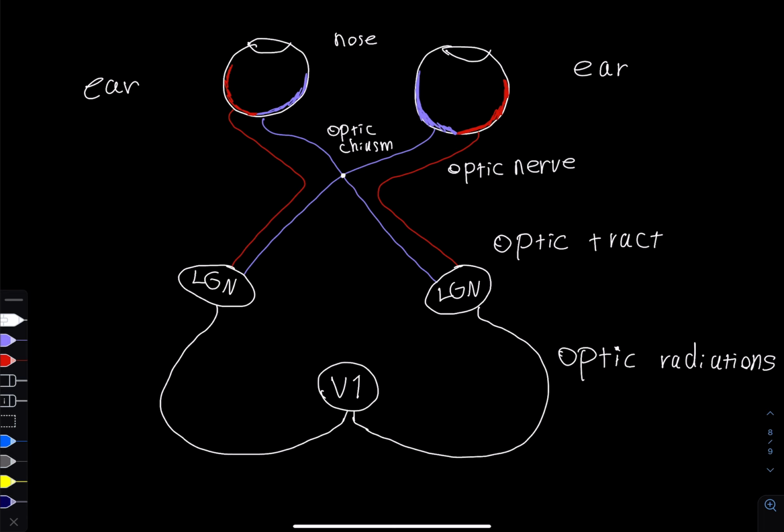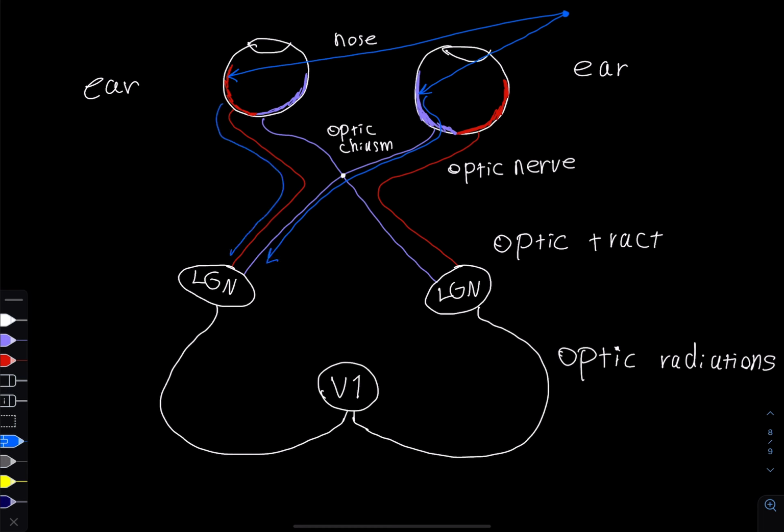Now let's look at how your visual field is going to be implicated here. If we have an object that is to your right, so this is going to be in your right visual field because it's to your right side, the light from this object is going to come in and hit the nasal side of your right eye, but it's going to hit the temporal side of your left eye. So the information is going to travel through this fiber, and then it's going to travel through this fiber. And it's going to hit your left LGN.